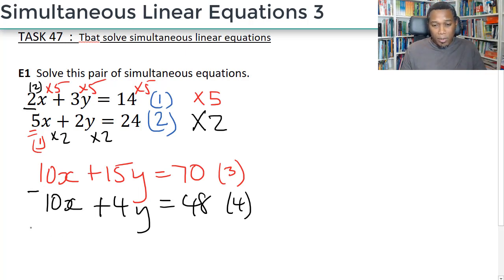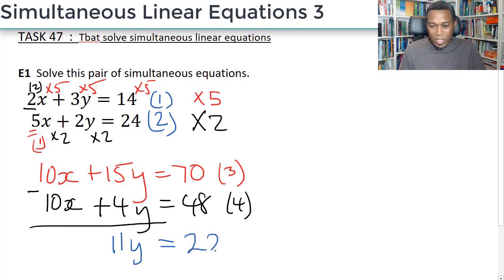I'm doing the subtraction. I already set that up. That means that the x's will cancel out. 10x take away 10x gives me 0, and minus and plus is a minus. So I get 15y take away 4y, which will give me 11y, and then 70 take away 48. Oh, nice, lovely. It gives me 22. So what we have is that y is equal to 2.